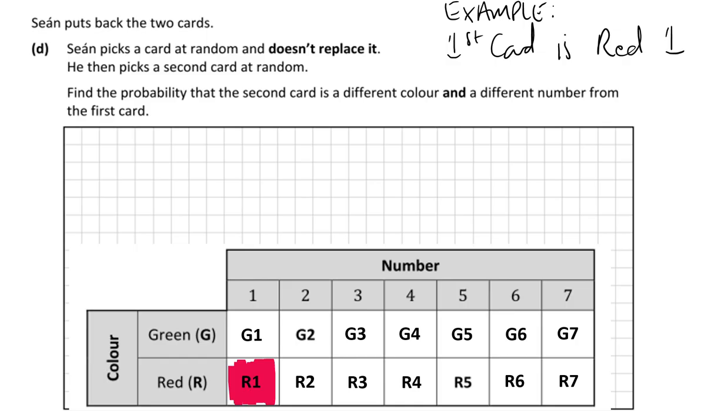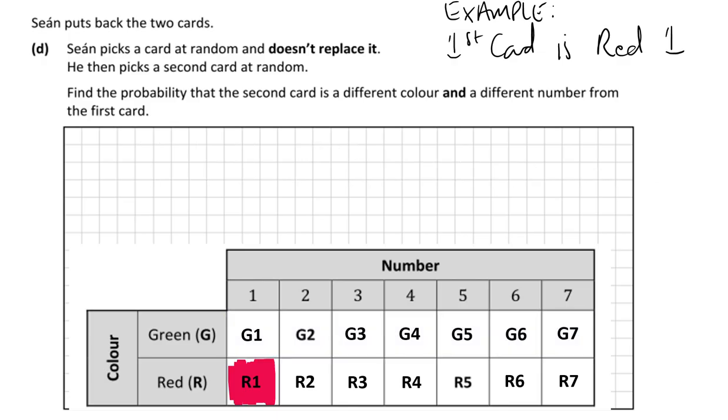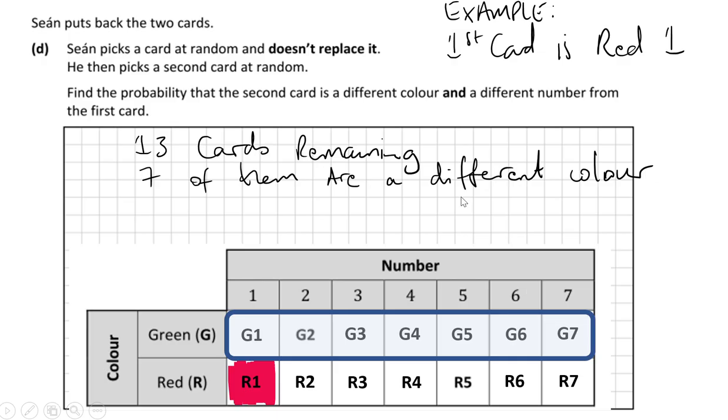G4 would now be eliminated from the equation. I'm just saying here, first card is a red 1. But the point I'm trying to get across is, how many cards are left? You have only 13 left. So 13 cards remaining, 1, 2, 3, 4, 5, 6, 7, 8, 9, 10, 11, 12, 13. How many of those cards remaining are green? You have 7 of them, and I've highlighted them there.